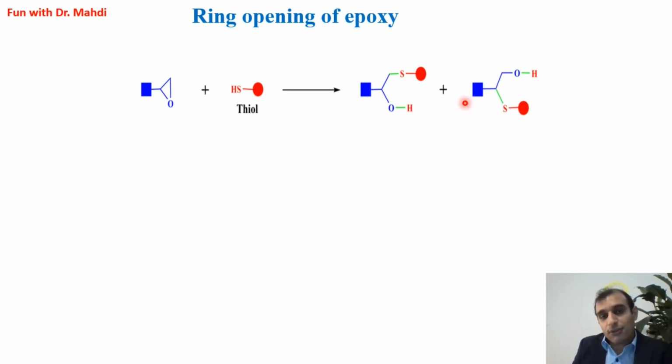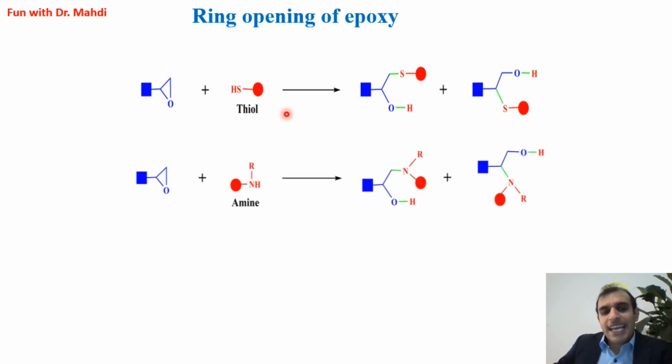And here you can see the products. But please note, for doing this reaction, we need to use triethylamine. Otherwise, we cannot have ring opening. We can also use an amine group. When we use an amine group, we can have again ring opening for epoxy. Here we don't have a ring anymore. But when we use amine for ring opening, we have to use a catalyst.